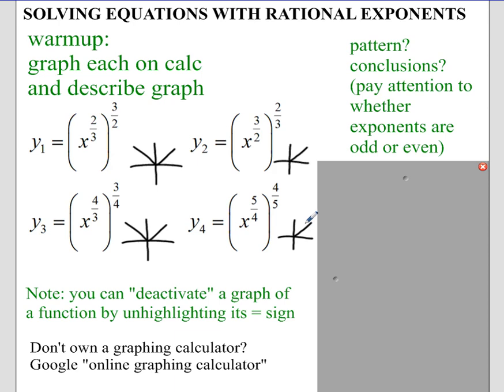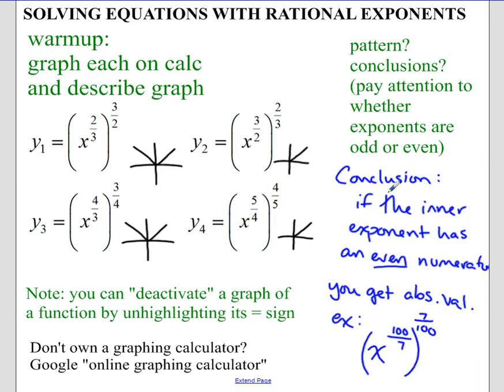What can we conclude from that? Hopefully you recognized that when the exponent on the inside has an even numerator, like a 4 or a 2, when we multiply it by its reciprocal exponent, we get the V shape, the absolute value. But when it's odd, just like if we cube root a cube, we don't get the absolute value, we just get y equals x. So let's write that conclusion. If the inner exponent has an even numerator, you get the absolute value. An example would be 100 over 7. If you raise it to the 7 over 100th, you would get the absolute value. Otherwise, you don't. You just get y equals x.